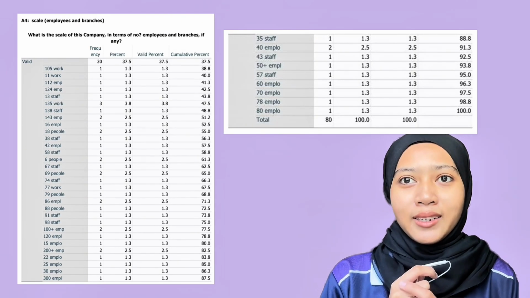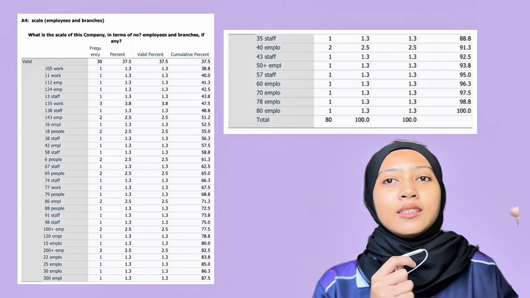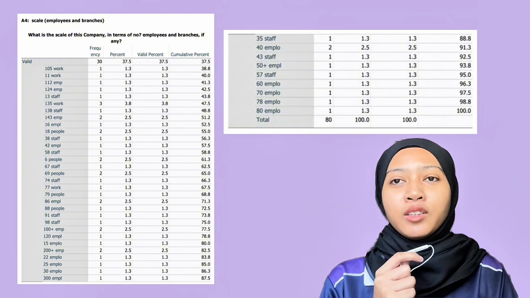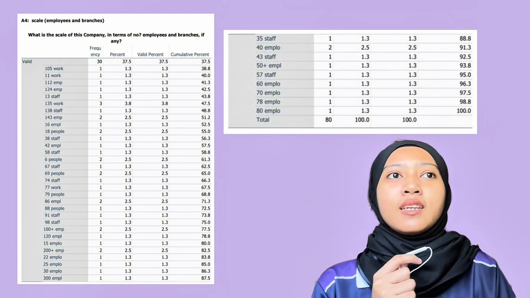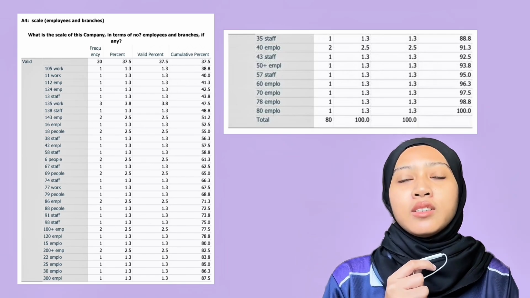The last one is A4, which is the scale. This section explains about the employees and the branches. What is the scale of this company in terms of number of employees and branches, if any?